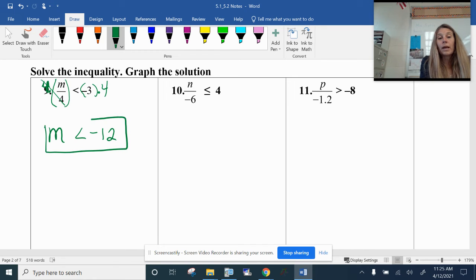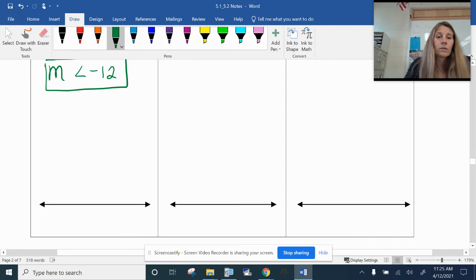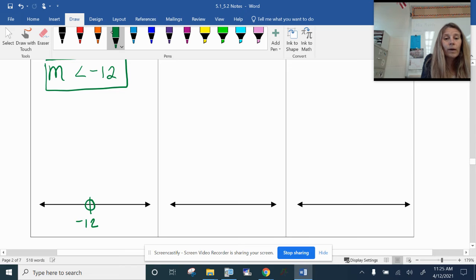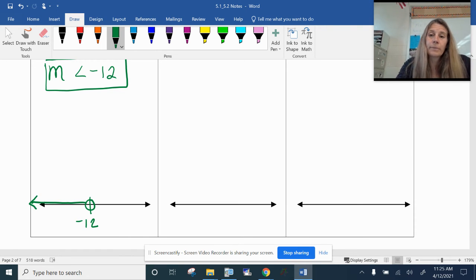So your answer would be m is less than that -12. So then when you put it on your number line, you just have that open circle at the -12, and the numbers that are less than -12 would be to the left.